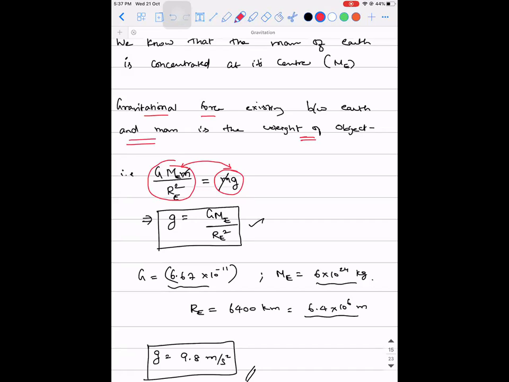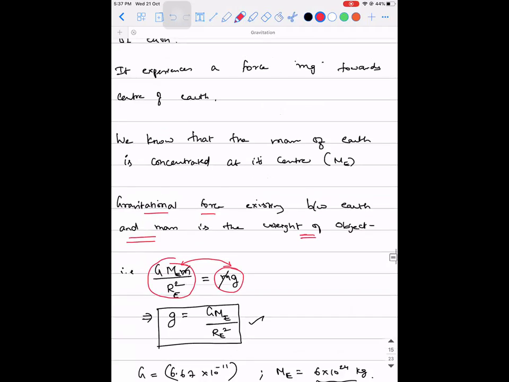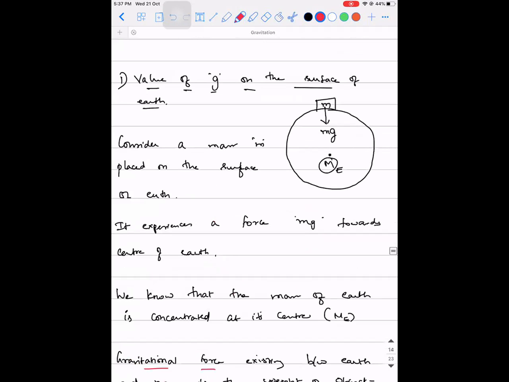So I have a doubt. Yeah, tell me. As we go towards the center of the Earth, sir, will the value of gravity change? Yes, it will change. That's what we are going to see. So that's why I told the heading is value of g. That is the acceleration due to gravity on the surface of the Earth.